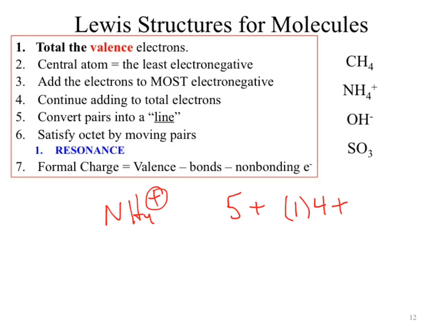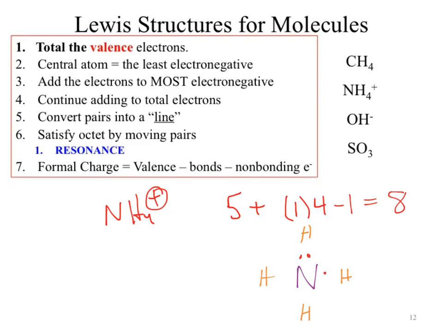What's the charge signify? A plus charge means I need to remove an electron. Total it up. What do we get? 8 electrons need to go into my structure. 5 plus 4 minus 1. We now pick my central atom. Can't be hydrogen, so we'll start with nitrogen. Arrange our other atoms around it. And now put electrons in on the most electronegative element first. In this case, that is going to be nitrogen.